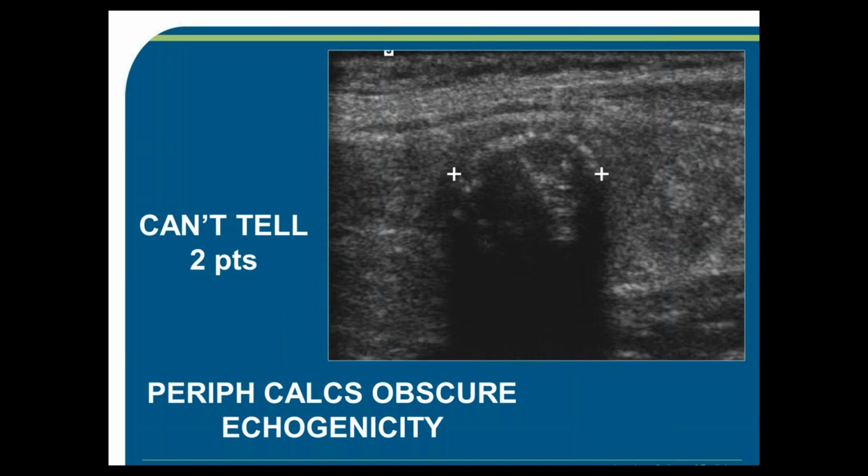Now in the can't tell category, these are nodules where you just can't tell the composition. And in this case, there's extensive calcification, mostly peripheral, and the shadow precludes determination of the composition. In this case, you give the nodule 2 points for composition.